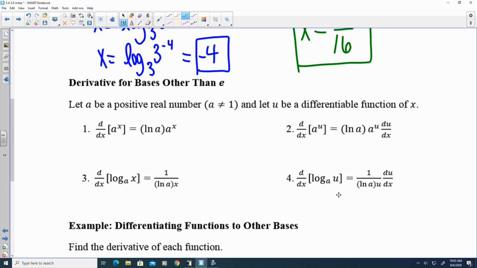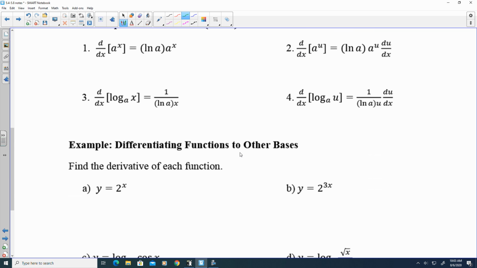Versus, if it's log base a of u, we do 1 over natural log of a times u, so that's the inside of the log, times the derivative of u. These you do have to know, but you can feel free to just reference them right away until you're more comfortable with them, but we do have to know. I would just, again, stick with that right side because it's more specifically for chain rule questions.